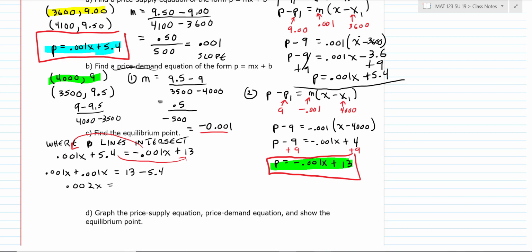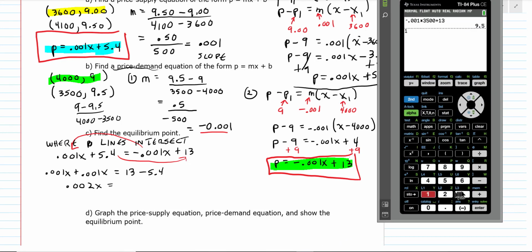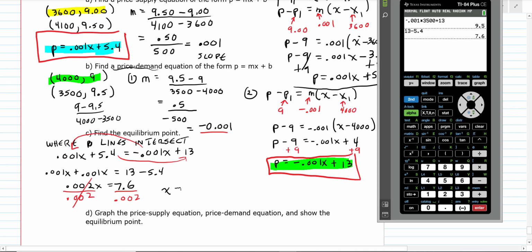If you want to take a calculator and go 13 minus 5.4, it'll give 7.6. And then you can finish up by doing the division. That will end up giving us x equals, so I'll take my calculator and do 7.6 divided by 0.002. There it goes again.